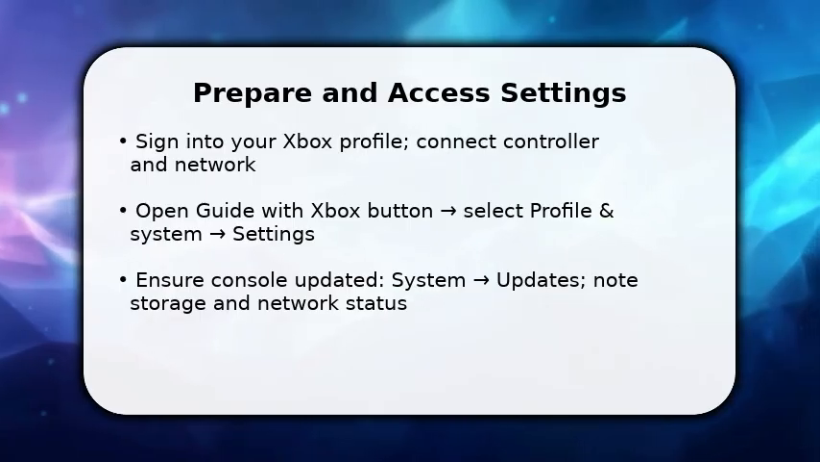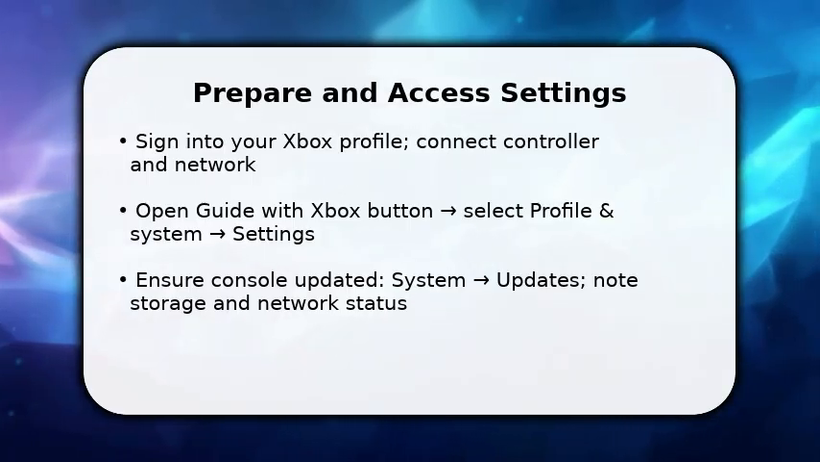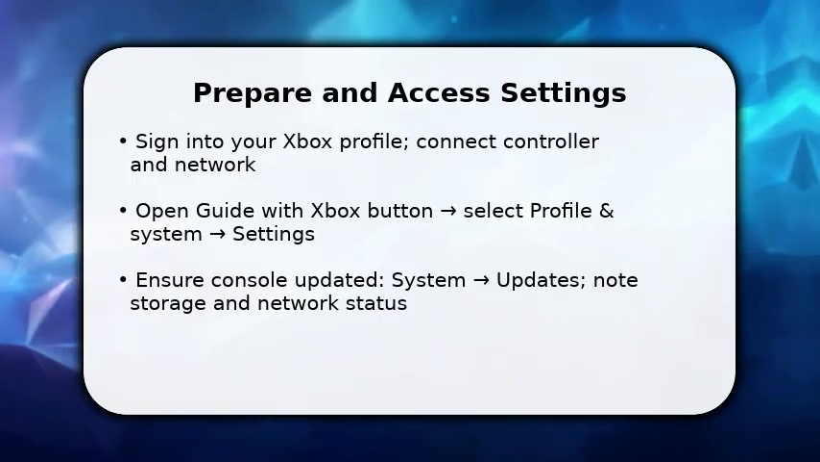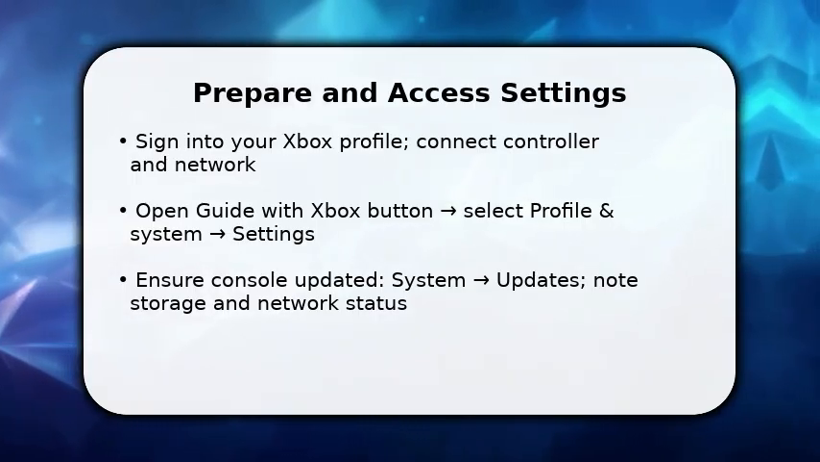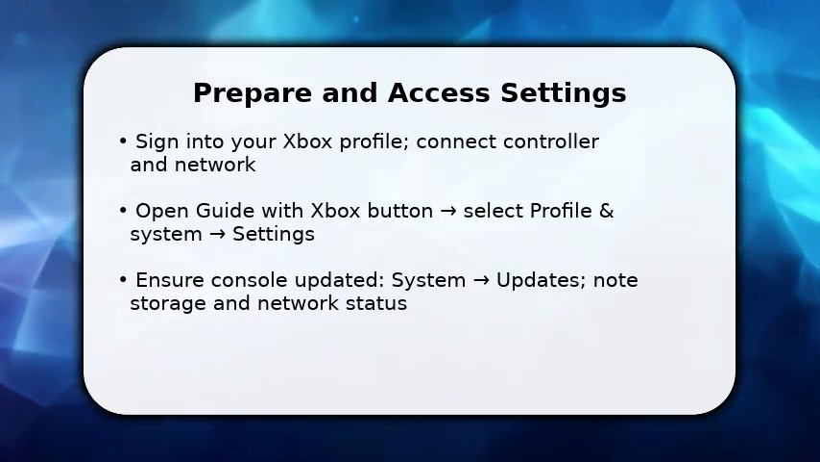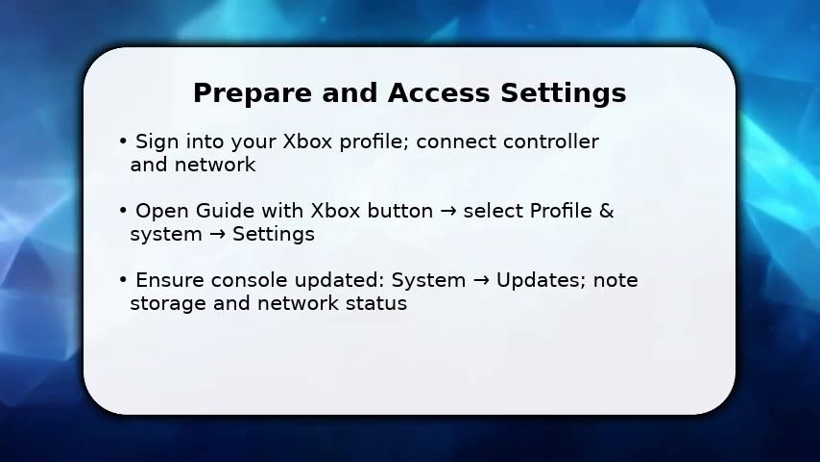You start by signing into the Xbox you use because settings apply to your profile and saved preferences. Once signed in, press the Xbox button and navigate to Profile and System, then Settings. This gives direct access to display, network, and account controls.